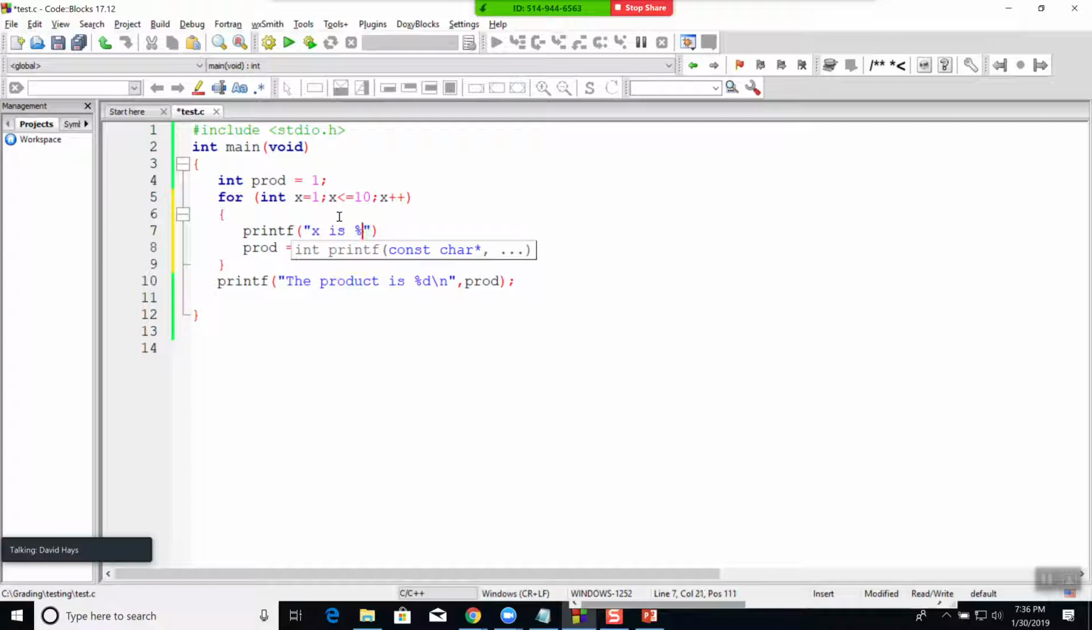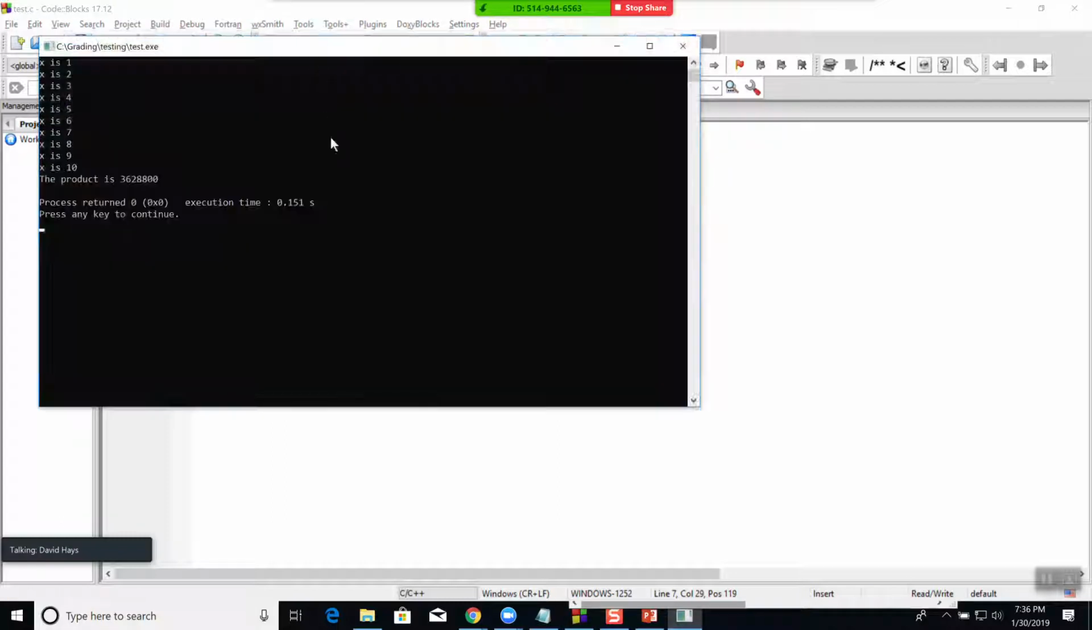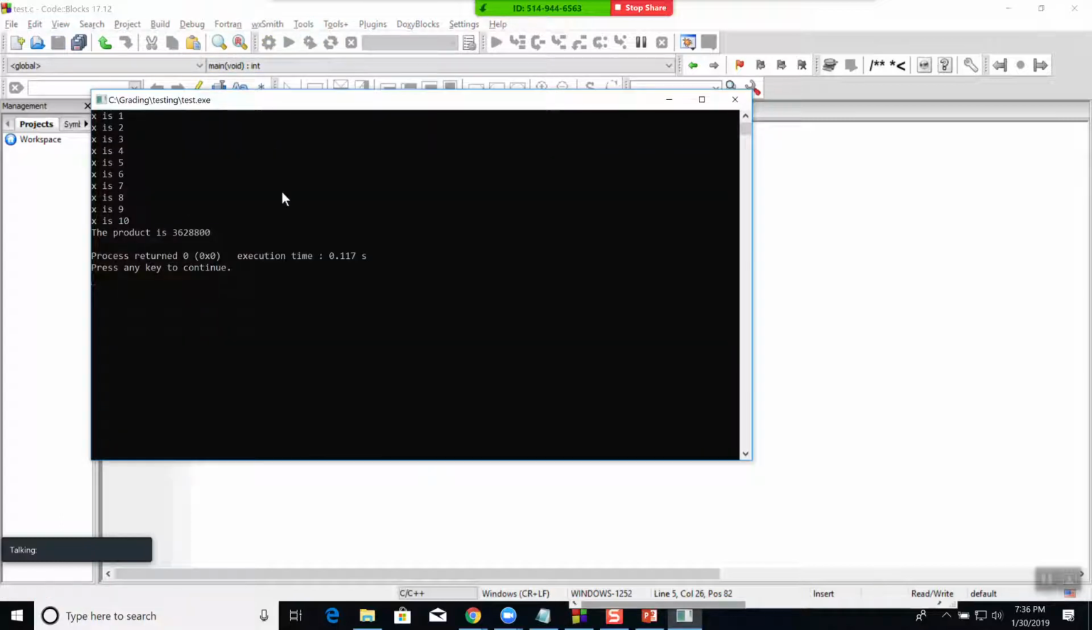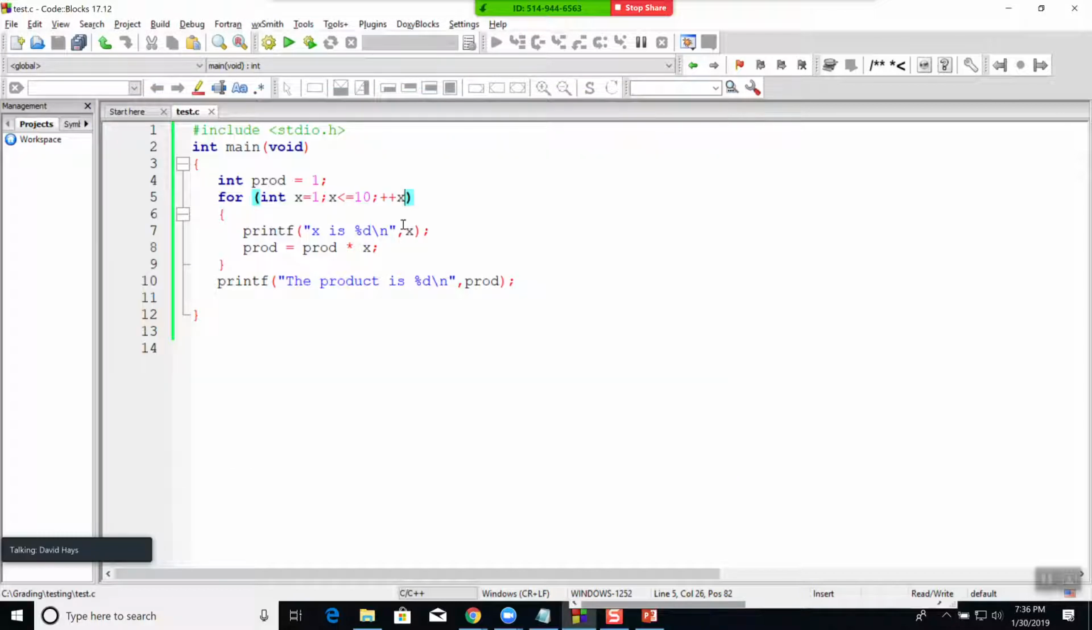X is %d/n, x. X is 1 through 10. This would be different if you did the plus plus here. I think it, I don't know what it does. Let's try it. Same thing. Okay, well, never mind. I guess you can put it anywhere you want.